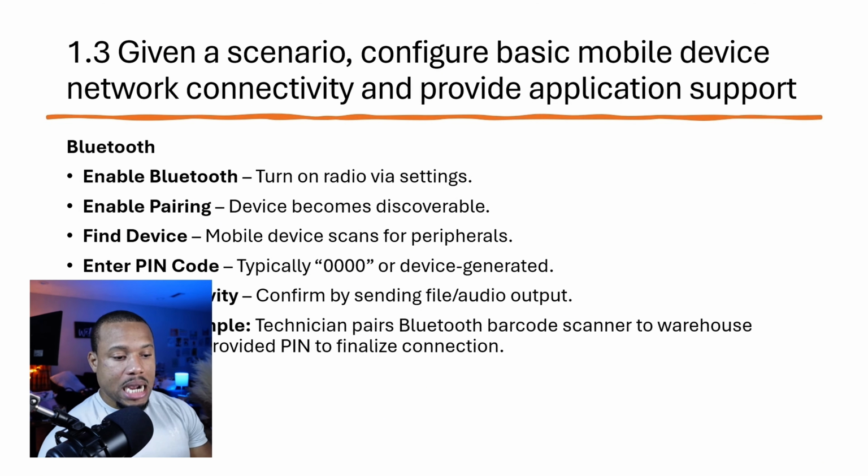Bluetooth is a short-range wireless technology used to connect devices such as headsets, keyboards, or barcode scanners. To configure Bluetooth, you first enable the Bluetooth radio in the device settings. Next, you enable pairing, which makes the device discoverable to others. Once visible, the mobile device scans and finds the peripheral you want to connect to. Many devices require a PIN code, which is sometimes simple like 0000 or a code generated by the device. After pairing, you always test connectivity by sending a file, playing audio, or confirming data transfer.